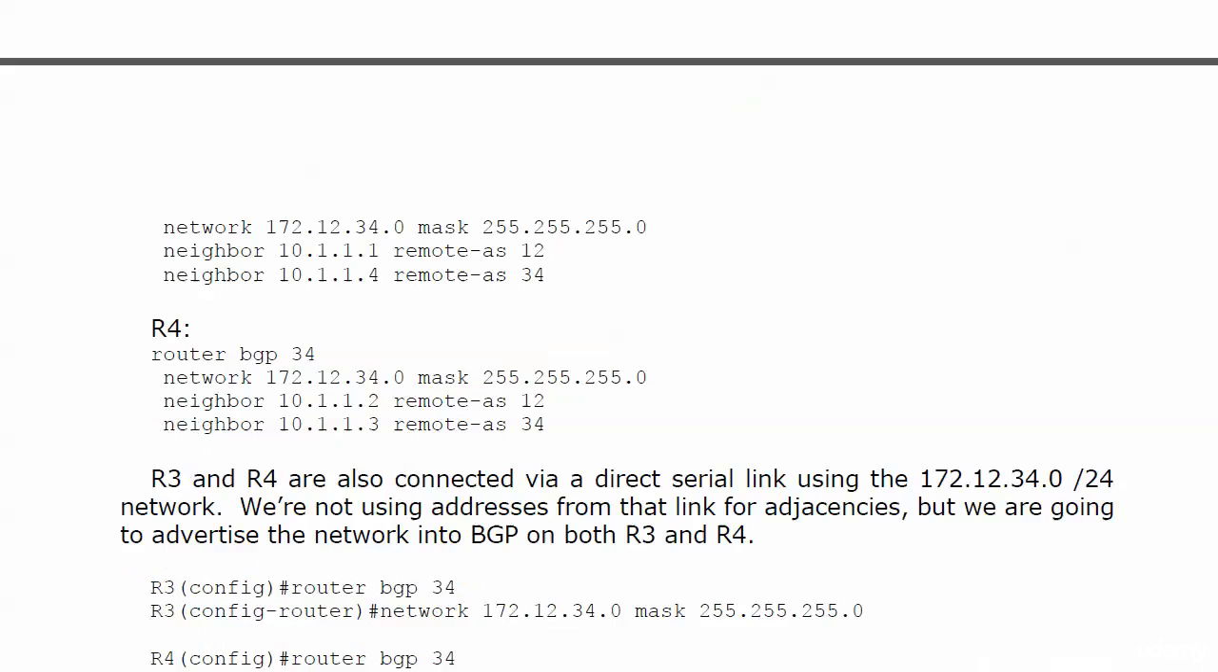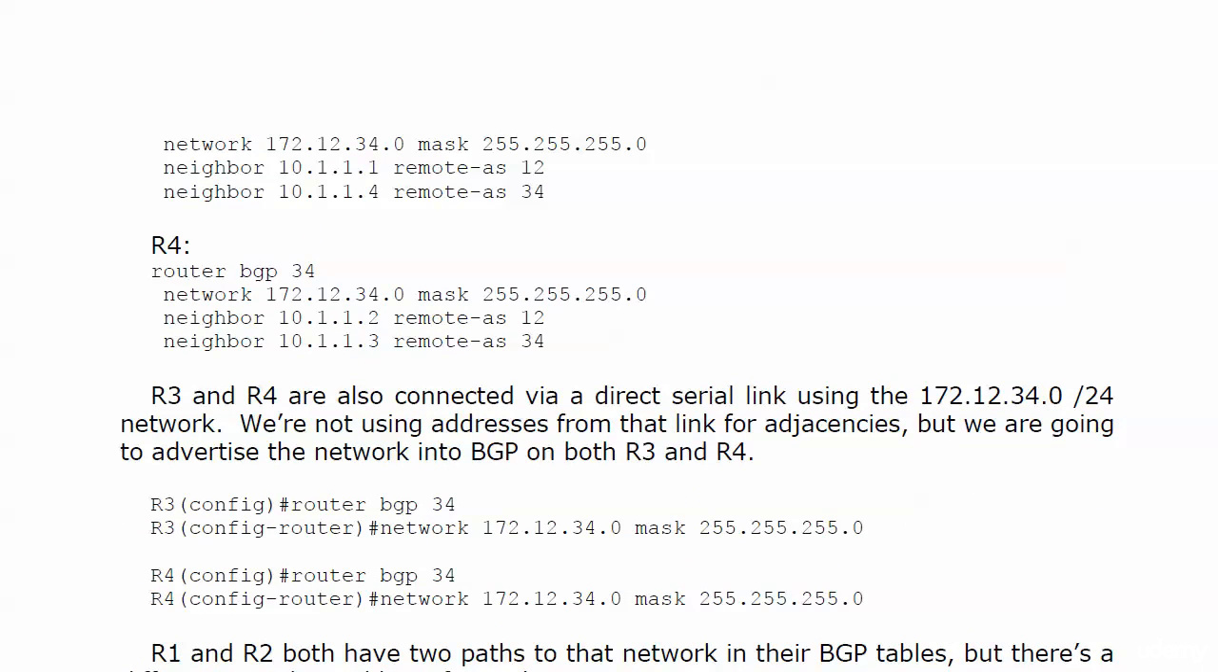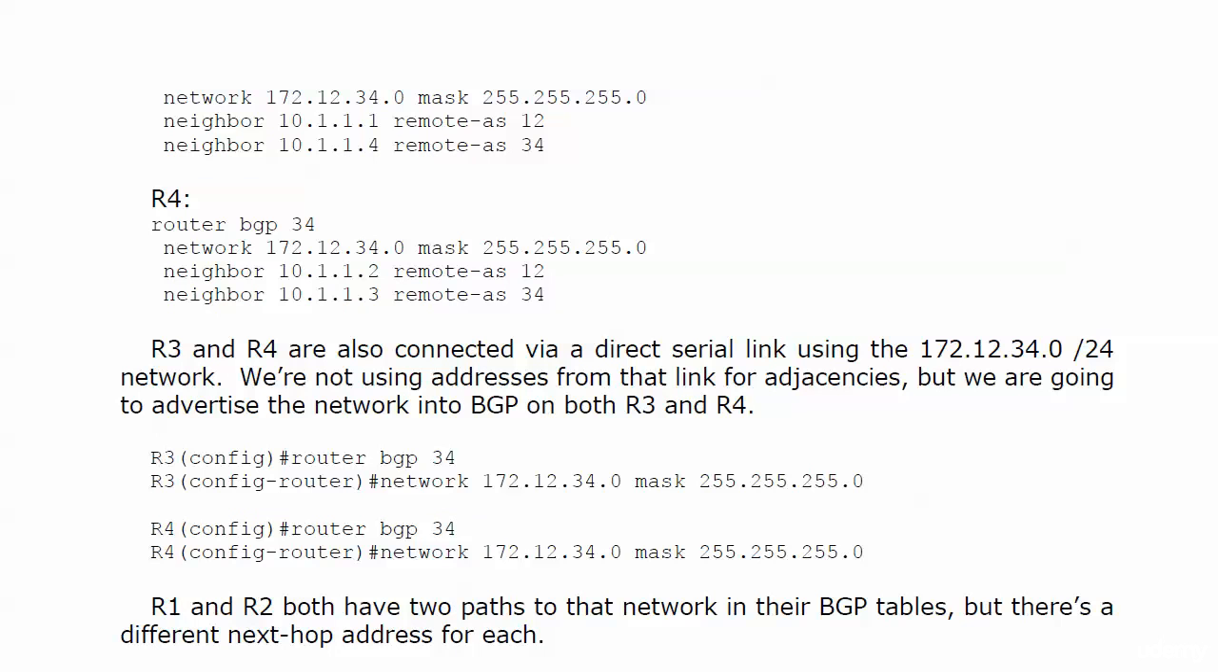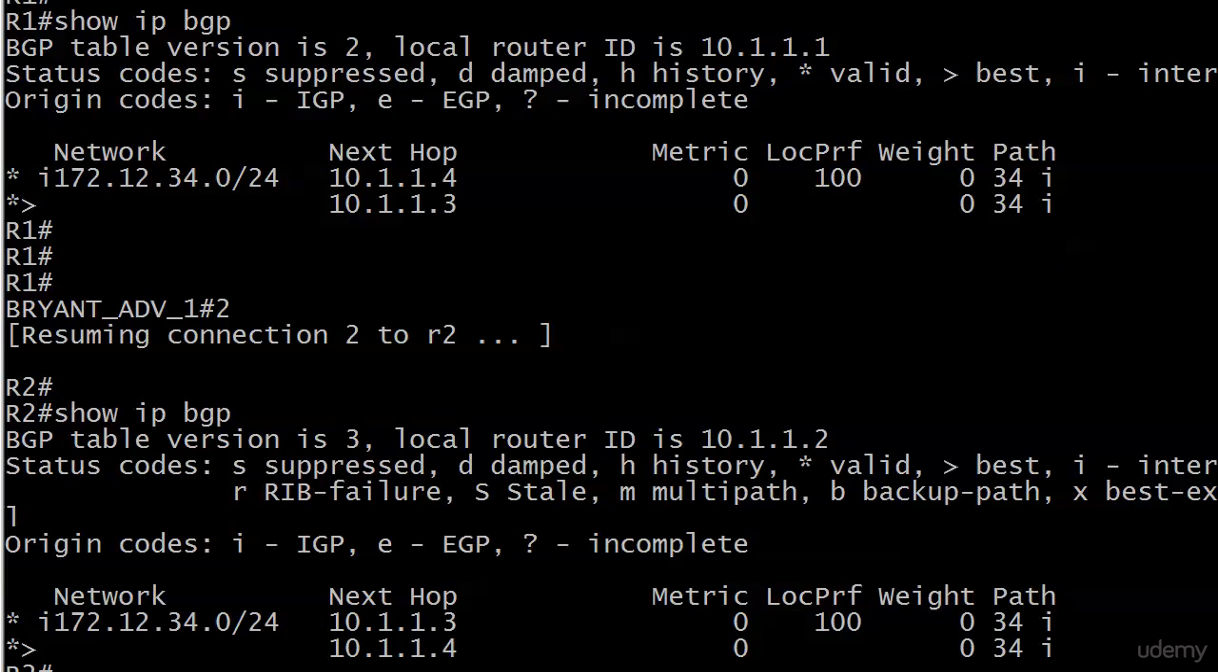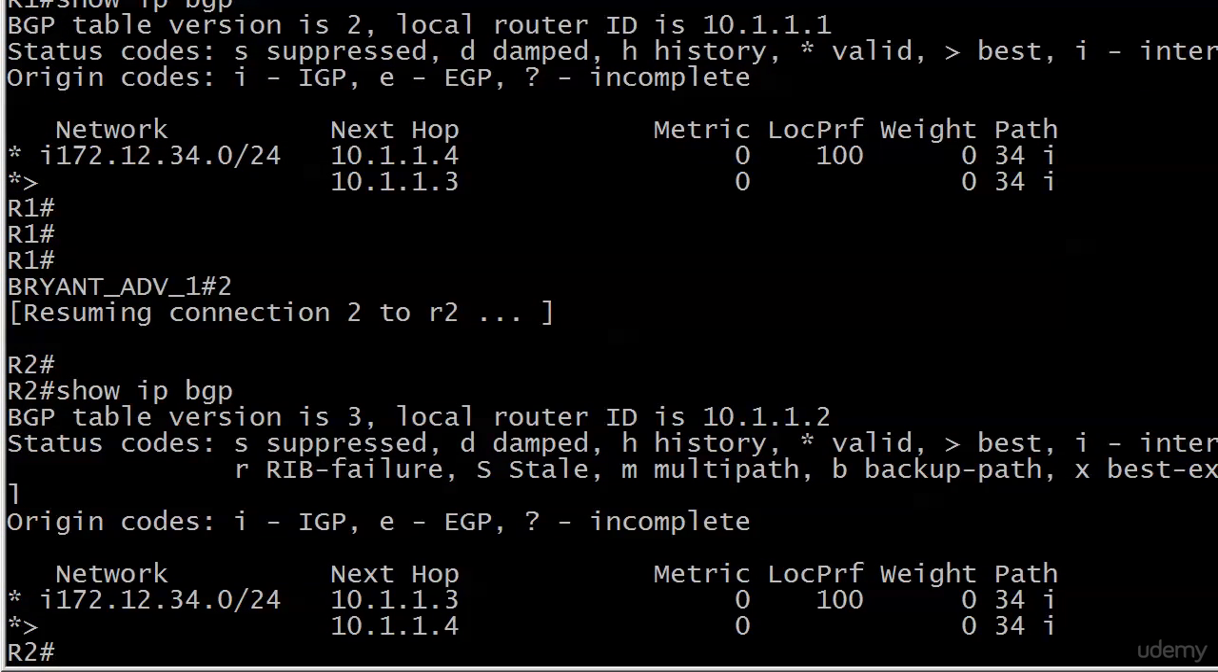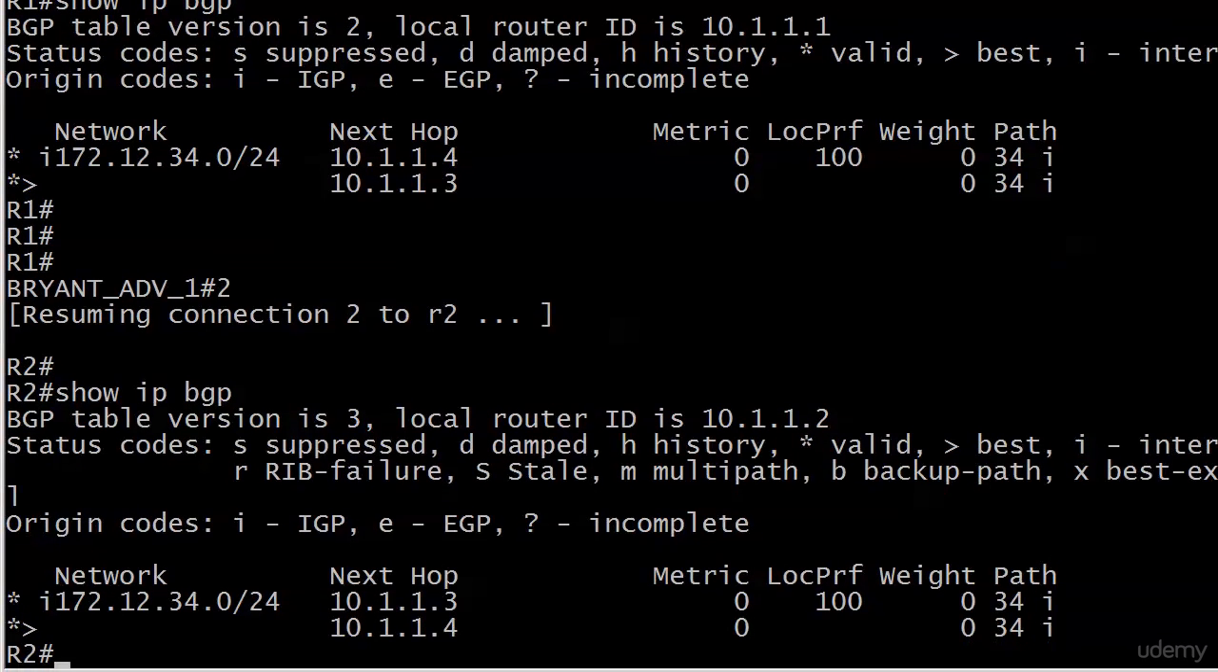So nothing tricky with the configs here, and you can see again routers 3 and 4, that network is 172.12.34.0, and I already have that advertised. Now routers 1 and 2 should both have two paths to that network in their BGP tables, and let's have a look right now with show ip bgp. I already ran that for you too, and router 1, that is router 1 up at the top, you can see router 1 has two entries for 172.12.34.0, and it's chosen the valid and best path as the one with the next hop 10.1.1.3.